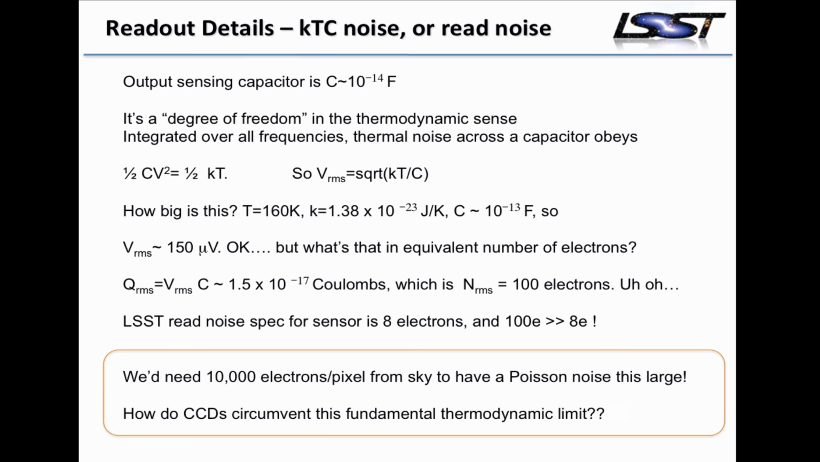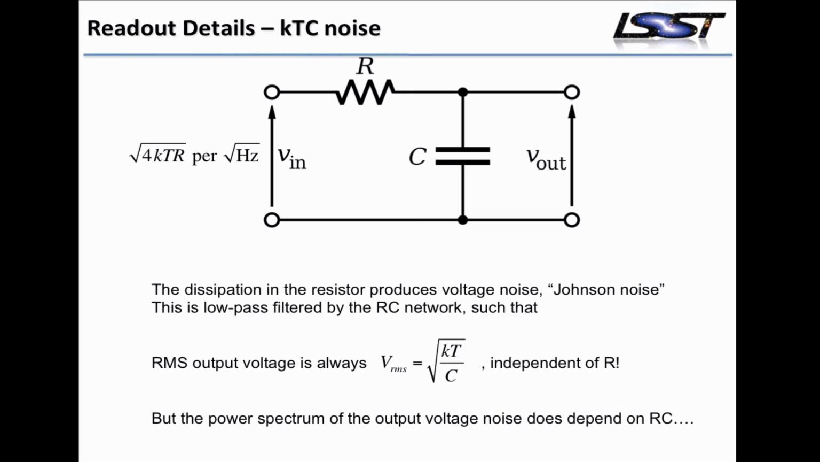So the question is, how do we get around this? Because clearly we get around it somehow. And here's the way we get around it. That CCD output network is really in some ways a low-pass filter. The low-pass filter is the Johnson noise that's created in the effective resistance to ground at that node. And so what you get at the output is a low-pass filtered version of the power spectrum of the Johnson noise of the output resistor. It's always the case that the RMS voltage is the square root of kT over C. That fact is true independent of the resistance that you plug in here.